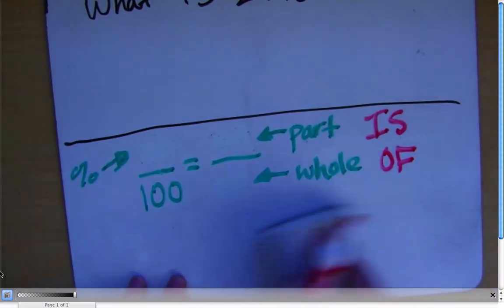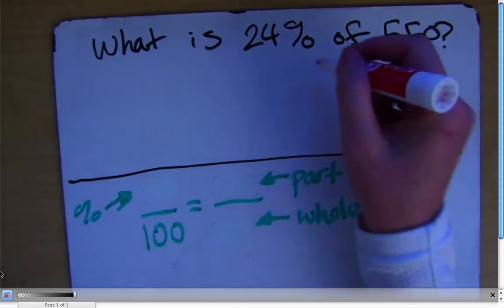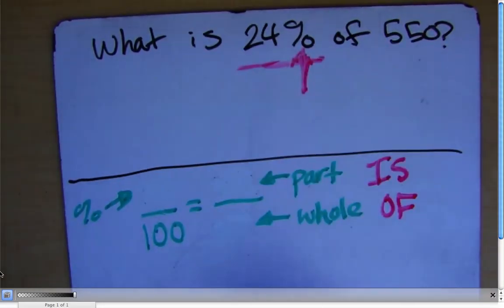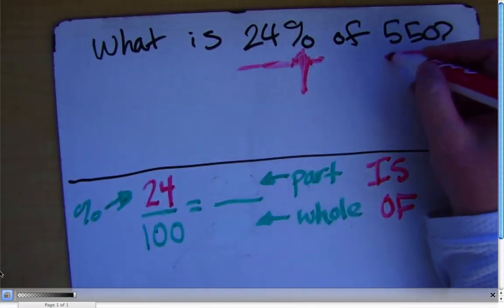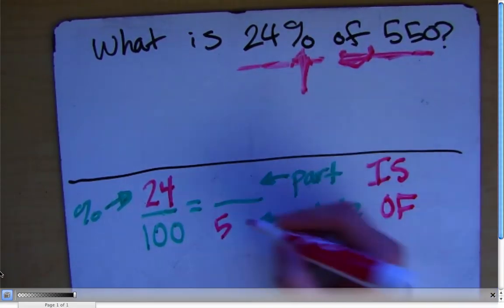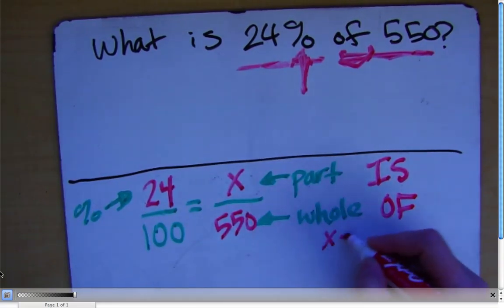So let's look at the problem we actually have and see what is what. So we have what is 24%. This right here is making it fairly obvious that this is the percent. So that's going to go in the percent slot. Then this says of 550. Well, if it's of 550, that means 550 is my whole. And that means I'm looking for the part. So x equals part.